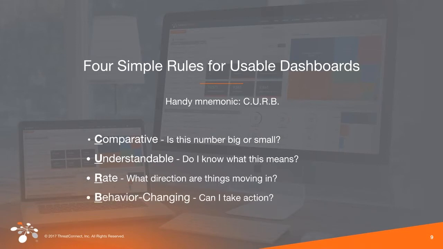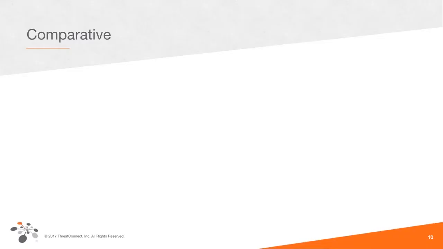And finally, the B, probably the most important one that I'll spend the most time on, is behavior changing. And if the dashboard is all about capturing your attention and helping you make decisions, then if your dashboard is not presenting information that helps you make decisions, then something needs to change. So let's dive in a little bit into the 4 simple rules.